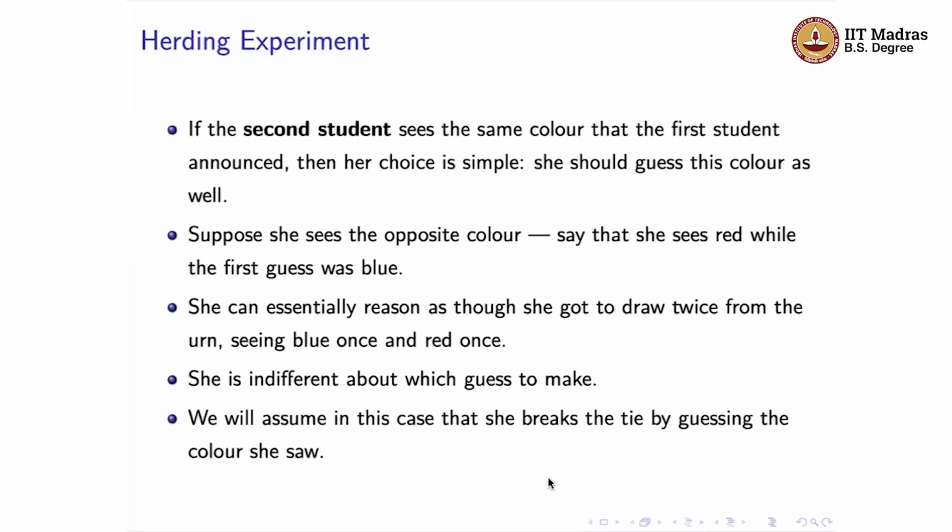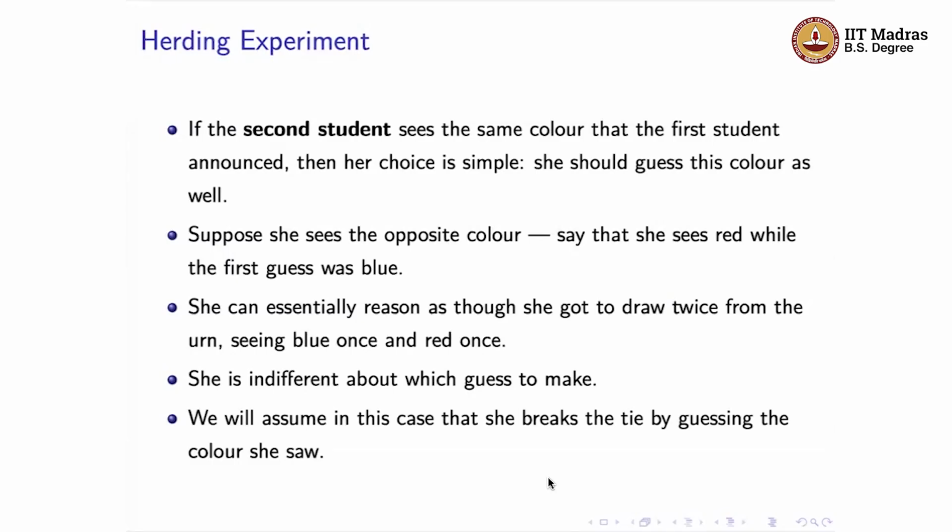Now, the second student goes and selects a marble. So if the second student sees the same color that the first student has announced, then the choice is simple, right? So she should guess this color as well. So imagine that the first student had announced blue, and the second student also goes in and gets a blue marble. Then the second student should also announce that it's a majority blue, because both of the two observations are in favor of it being a majority blue.